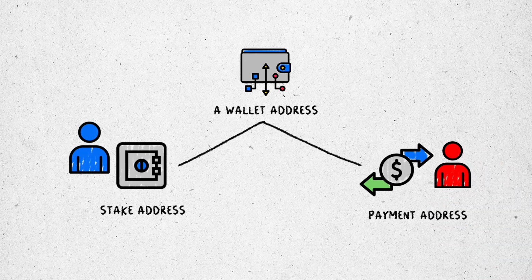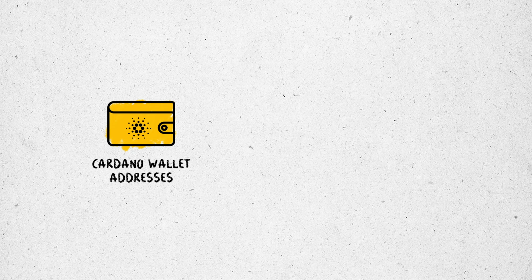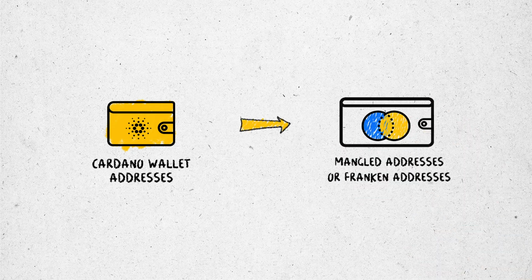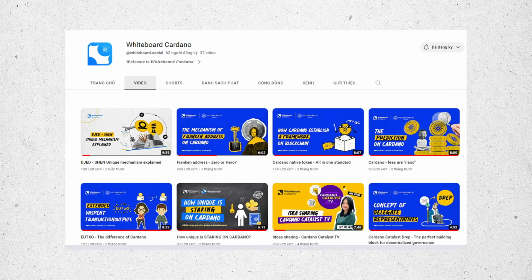It sounds strange, doesn't it? This could be a unique feature only found in Cardano blockchain addresses. Such addresses are called mangled addresses or Franken addresses by developers. Our channel has previously made a video explaining this type of address. If interested, you can search for the video on our channel to learn more about Franken addresses.